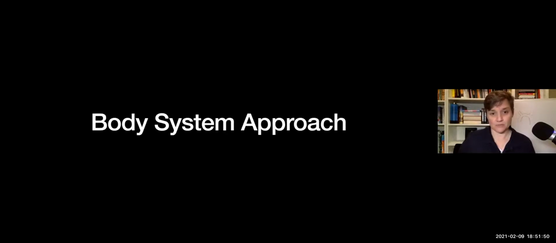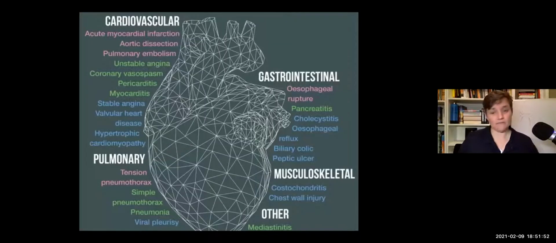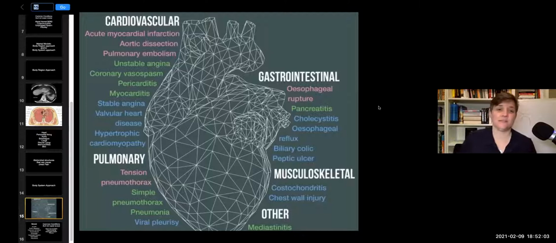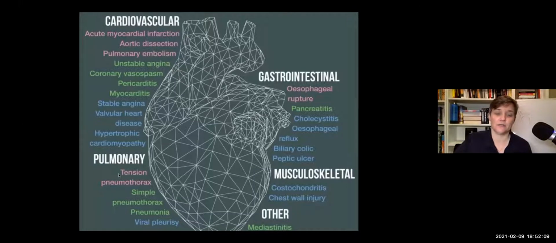The body systems approach, this is an infographic that a really, really cool guy made. And you can see basically how they listed it was by body system, right? You've got cardiovascular, pulmonary, GI, musculoskeletal. And then the color coding that you see, he indicated that basically this is kind of a list of worst to least scary, right? To me, everything cardiovascular is pretty darn scary.